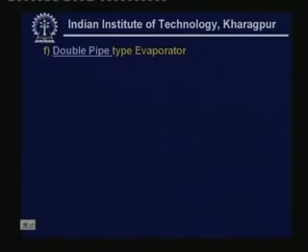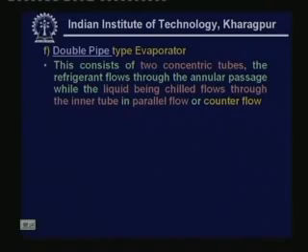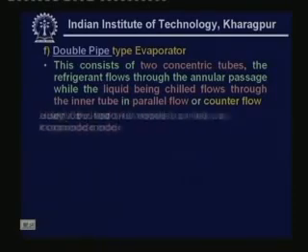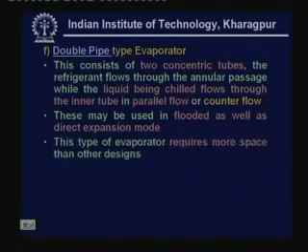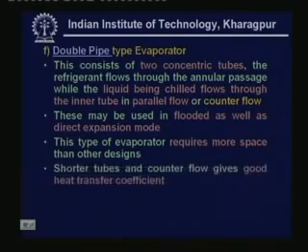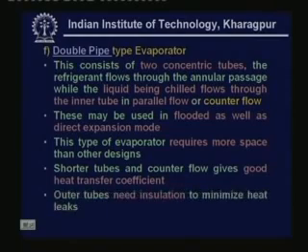Now let us look at double pipe type evaporator. As the name implies, this is almost similar in construction to the double pipe type condenser. Again, this consists of two concentric tubes. The refrigerant flows through the annular passage, while the liquid being chilled flows through the inner tube in parallel flow or counter flow. These may be used in flooded as well as direct expansion mode. This type of evaporator requires more space than other designs. Shorter tubes and counter flow give good heat transfer coefficient. And the outer tubes need insulation to minimize heat leaks.